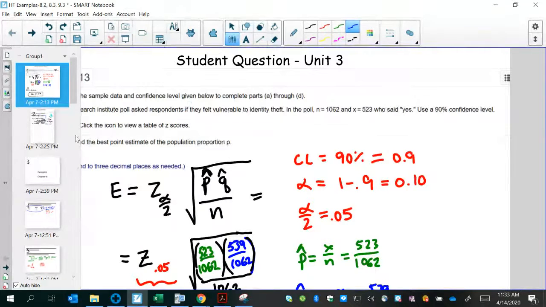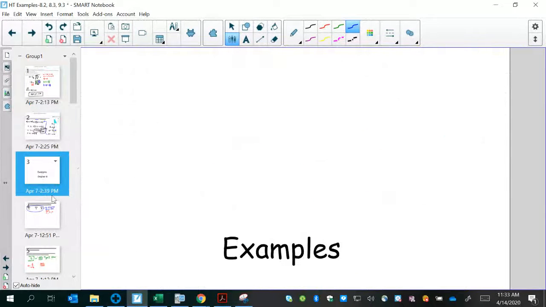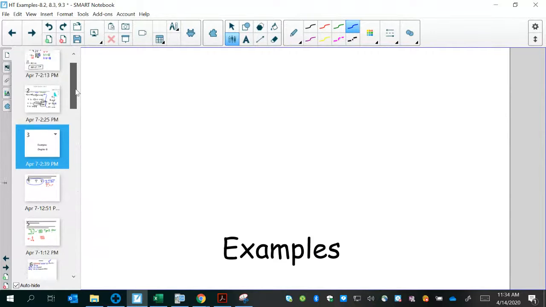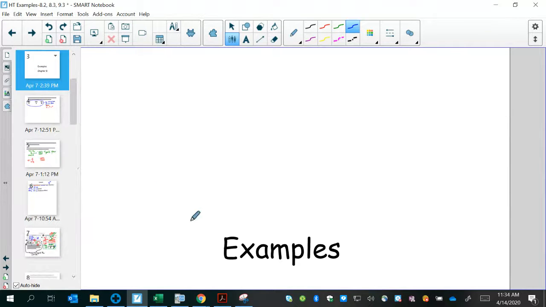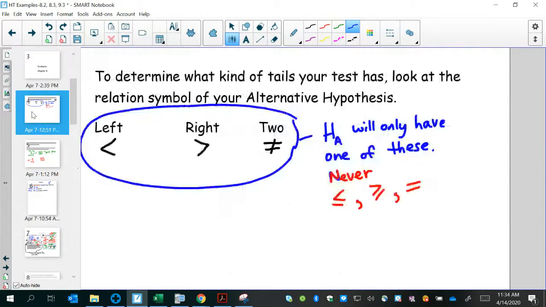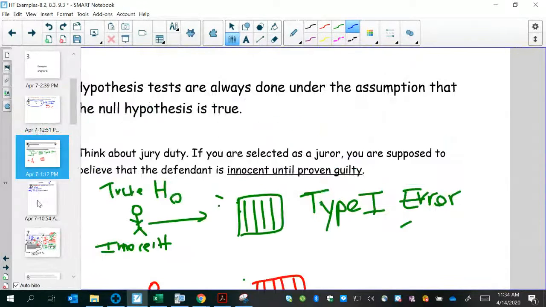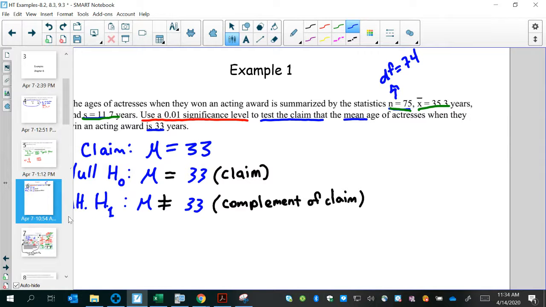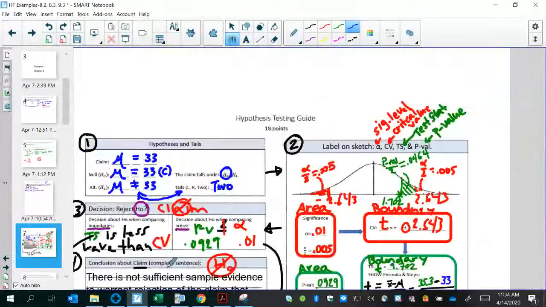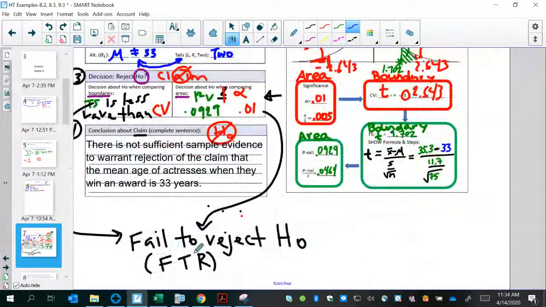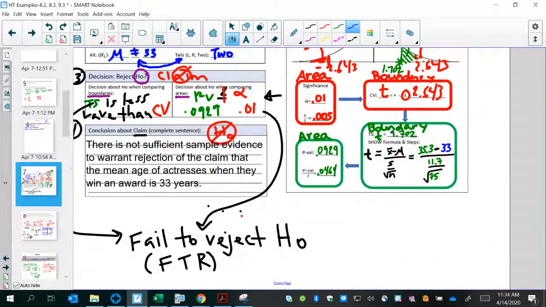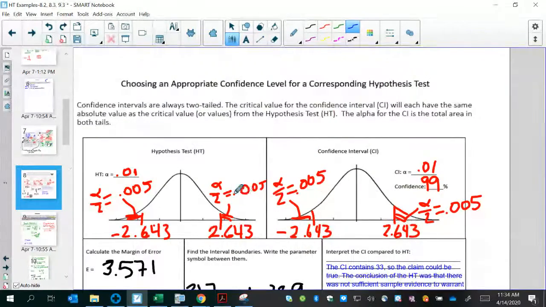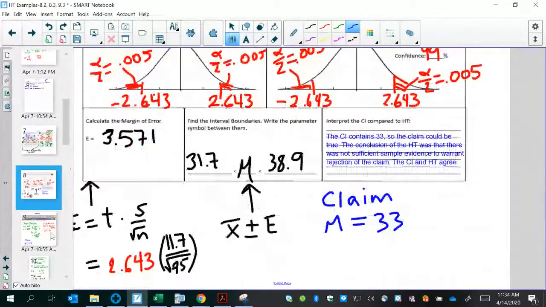We did a couple of student questions in the beginning. All this is recorded and accessible to you if you want to watch the sessions again. Then we did examples from chapter 8. We did this example. So this was example 1 for chapter 8 examples. And this was a claim about a mean. It was two-tailed. And we ended up failing to reject the null hypothesis. We filled out the form. We did the confidence interval as well.